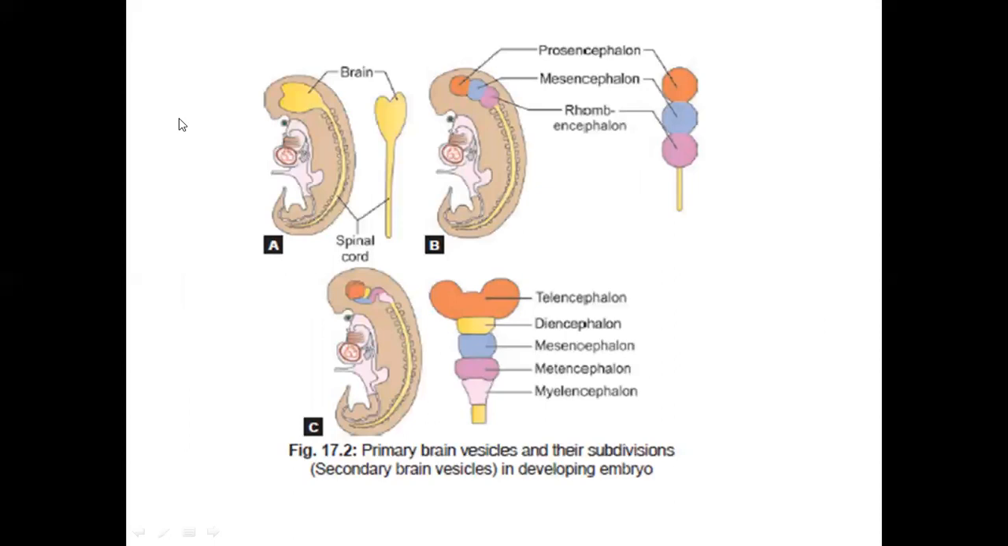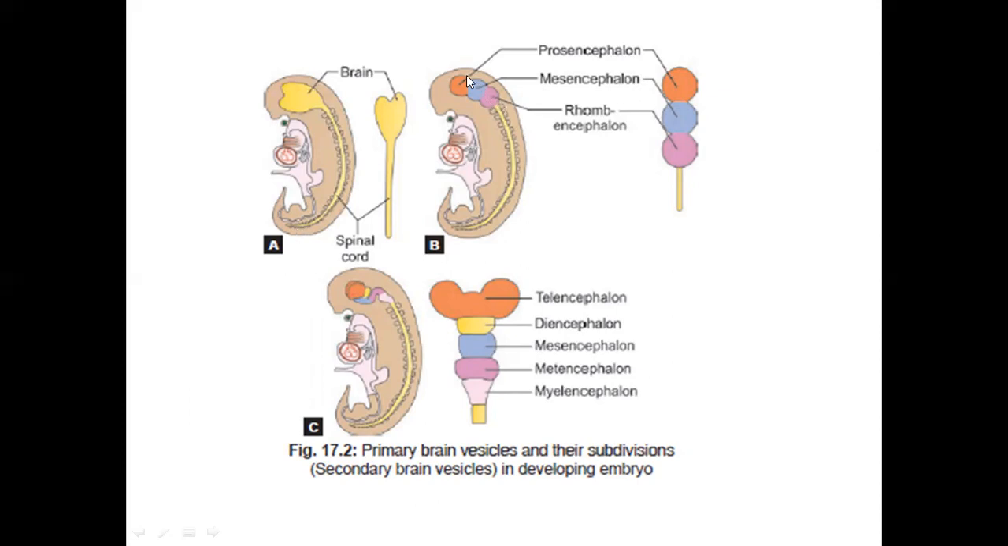Now we'll start with the development of the brain. So our neural tube is formed. Now how does it transform into brain and spinal cord? So this is our neural tube. This one is the cervical flexure, which demarcates the brain vesicle from the spinal cord, right?